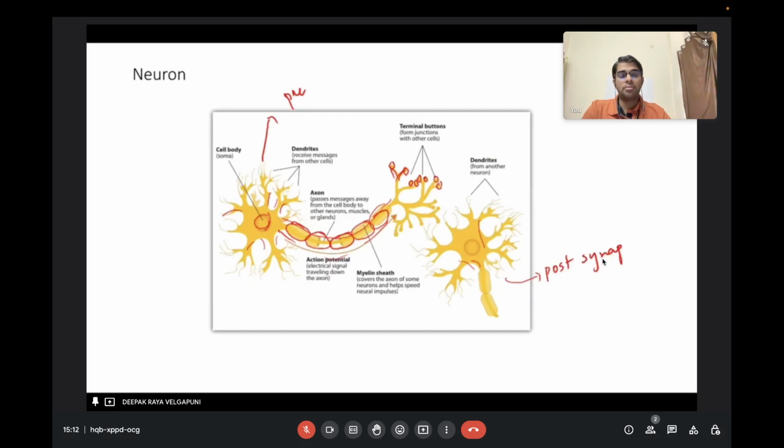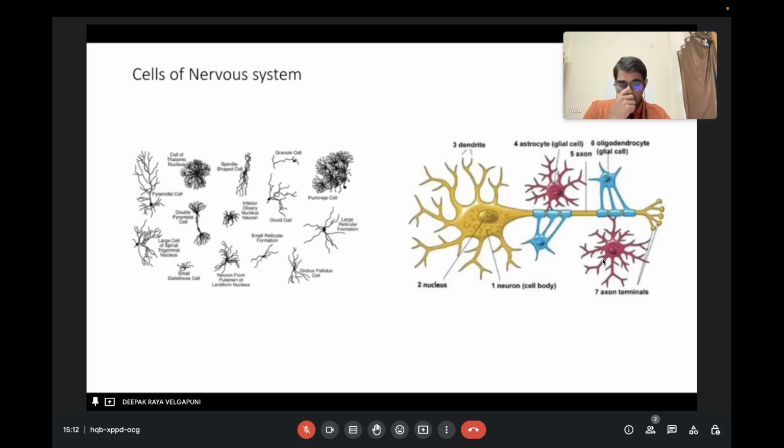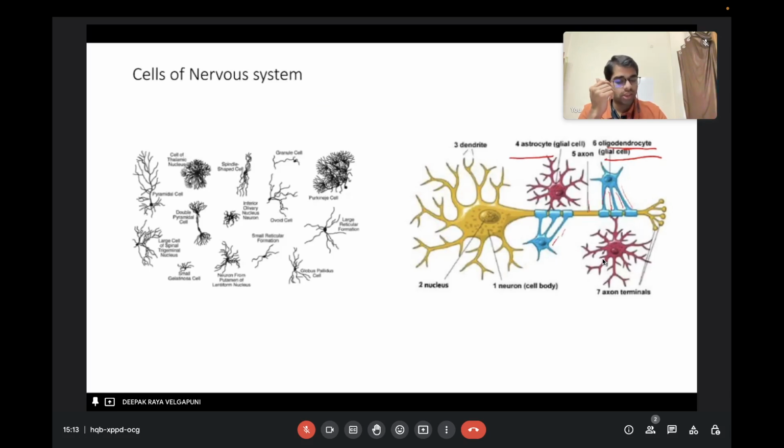But this is only one type of cell that we discussed in the brain. There are other types of cells present in the brain called astrocytes and oligodendrocytes. These are all types of glial cells which help in nourishment and also in signaling of the neurons. So oligodendrocytes, a type of glial cells, give rise to this myelin sheath, and these astrocytes help in immune response and nourishing the neuron.